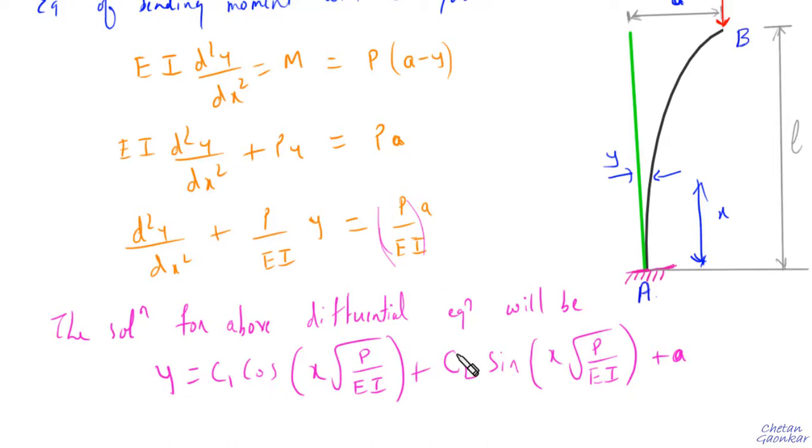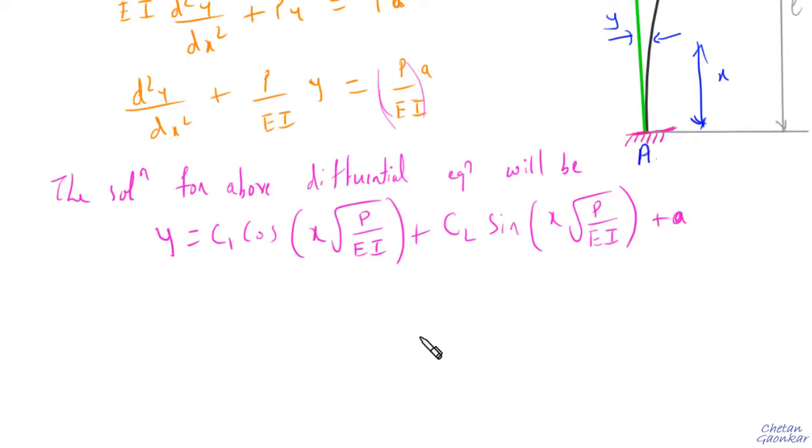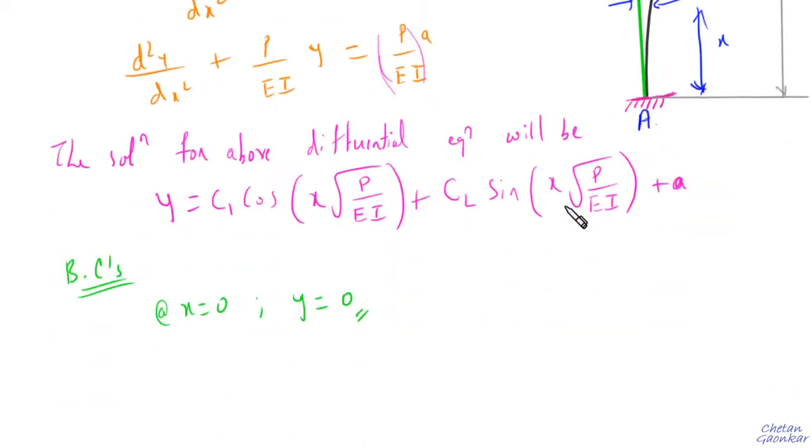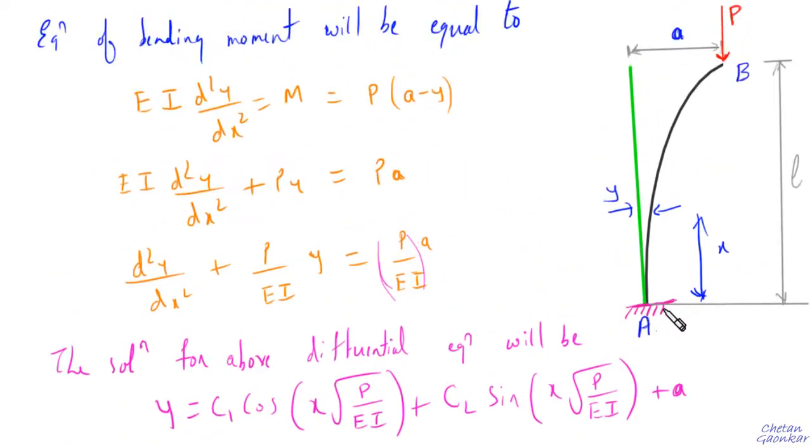Further, C1 and C2 are the constants of integration, which we will have to evaluate using the boundary conditions. Now what are the boundary conditions in this case? At x equal to 0, I know that the deflection y is equal to 0. And the second boundary condition is, at x equal to 0, the slope is also 0.